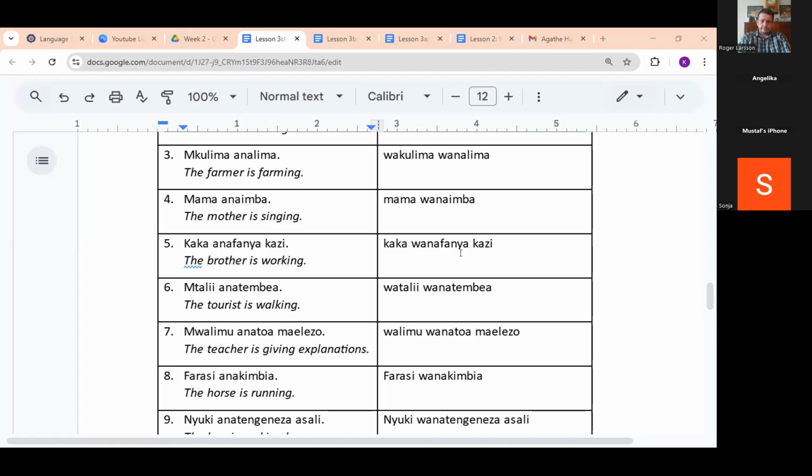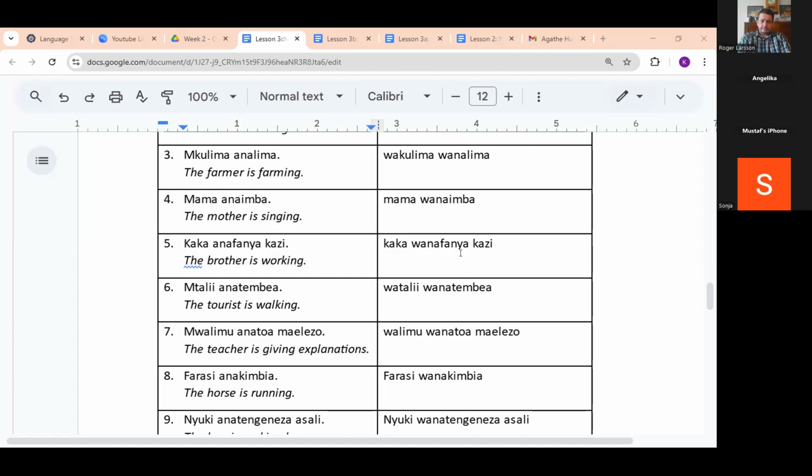Soma tafadhali. Pole, I was off. Mgeni anasafiri Tanzania. Wageni wanasafiri Tanzania. Ndiyo, mgeni anasafiri Tanzania. Asante sana. Vizuri sana. Sawa.